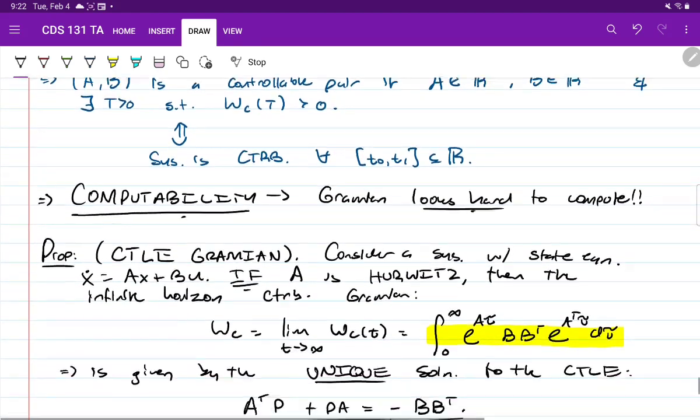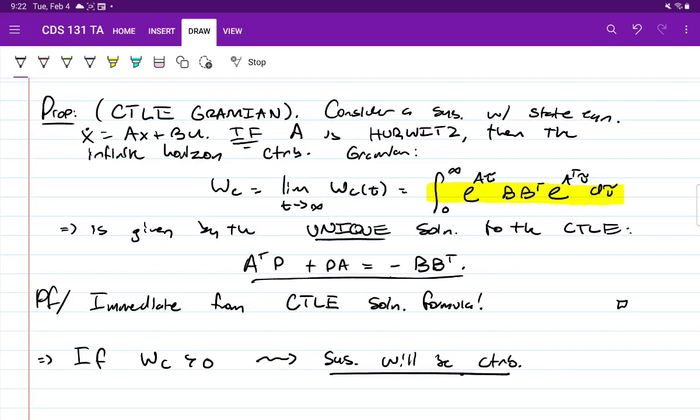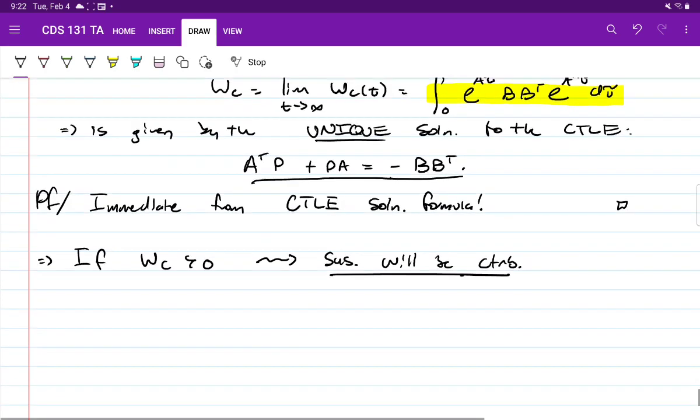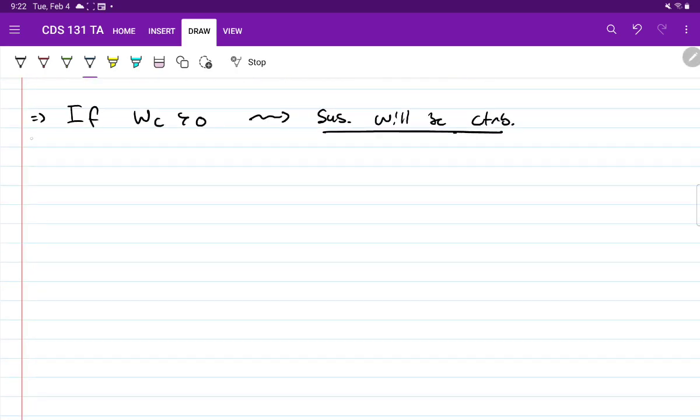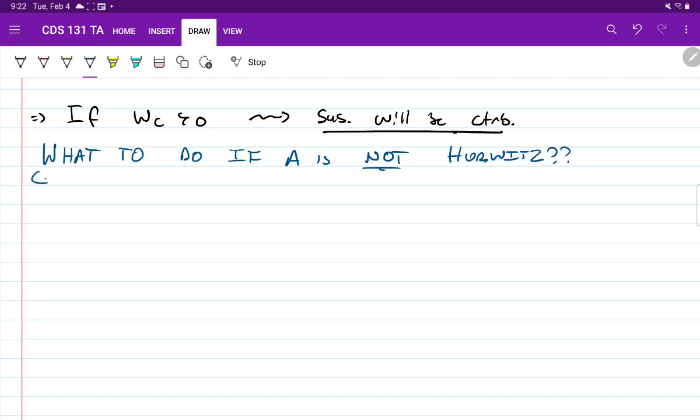This is kind of handy in the case where A is a stable matrix, but if A is not stable, right? If it's not Hurwitz, what can we do, right? So what to do if A is not Hurwitz? Okay, so the problem is that this Gramian is still hard to compute.